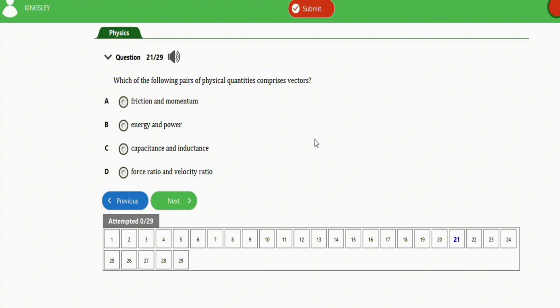Alright, the next repeated question will be this question. It says, which of the following is not a vector quantity? We have altitude, acceleration, weight, displacement. The correct option is A, which is altitude.